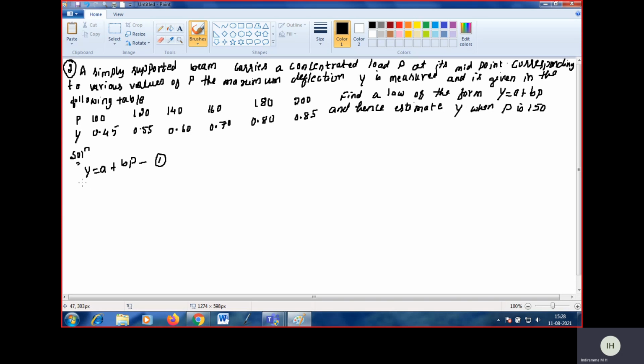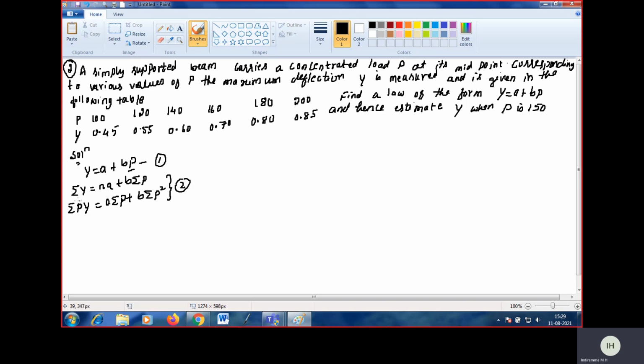Next, write down the normal equations by taking the summation. Summation of Y is equal to summation of A, which is N into A plus B into summation of P. Next, multiply the first equation by P, the independent variable, then take the summation. So summation of P into Y is equal to A into summation of P plus B into summation of P square. Call it as equation 2.